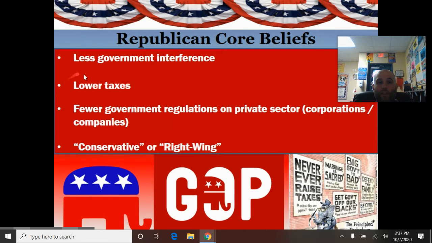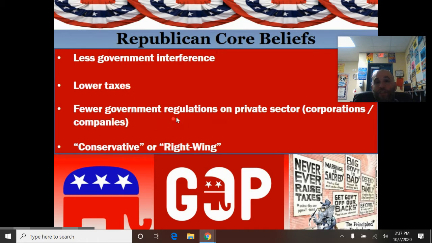They also believe in lower taxes, that everyone's taxes, even millionaires, billionaires, everyone's taxes should be lower, and that will help business. And as businesses are doing well, people will have jobs, the economy will do well, and people will do well. Another thing they believe is less government regulation.